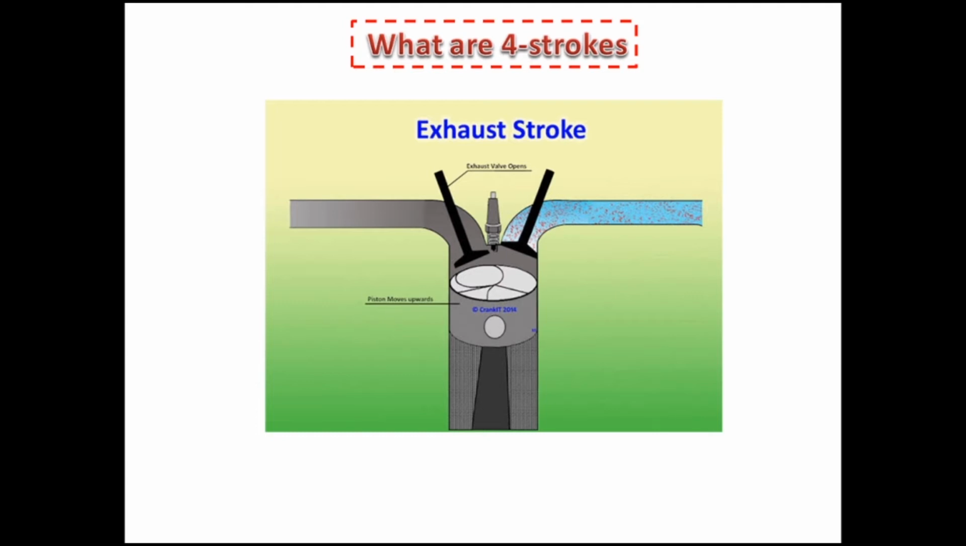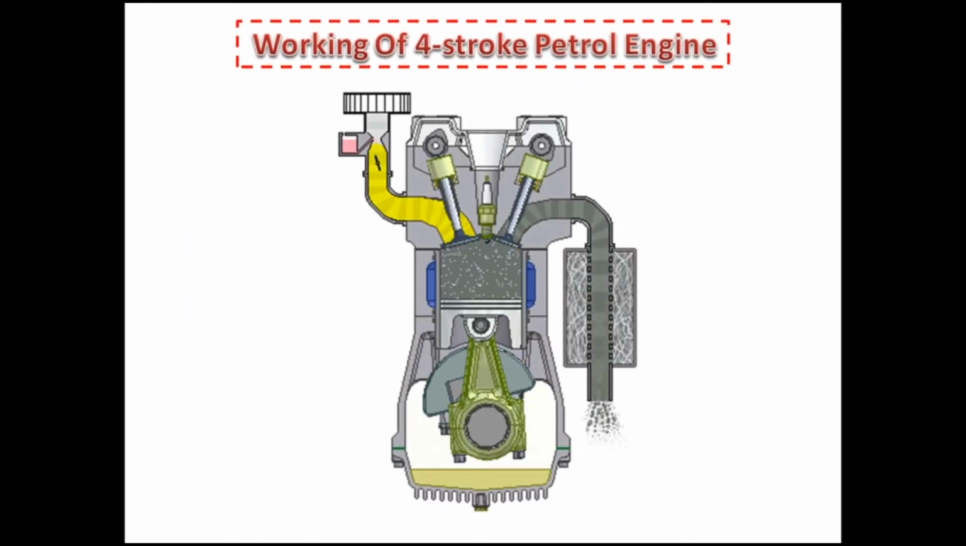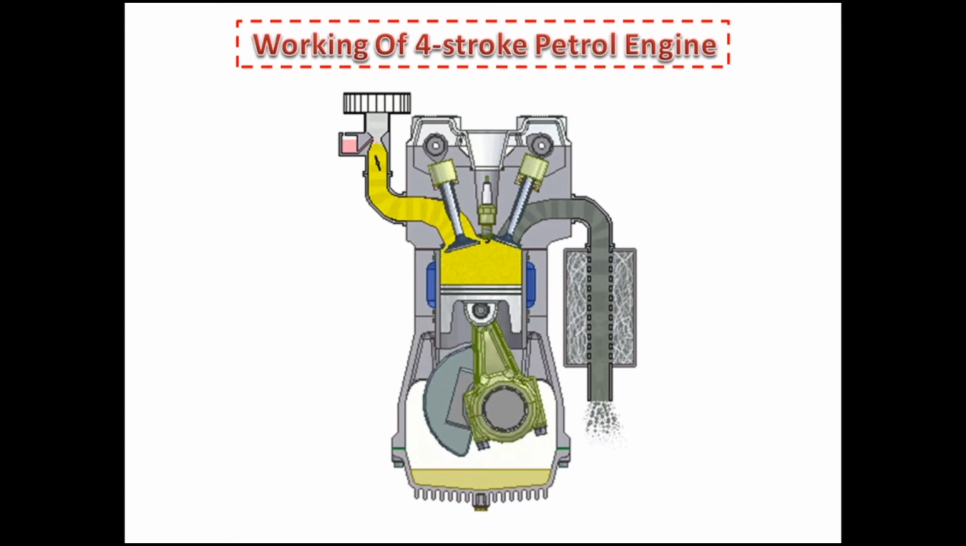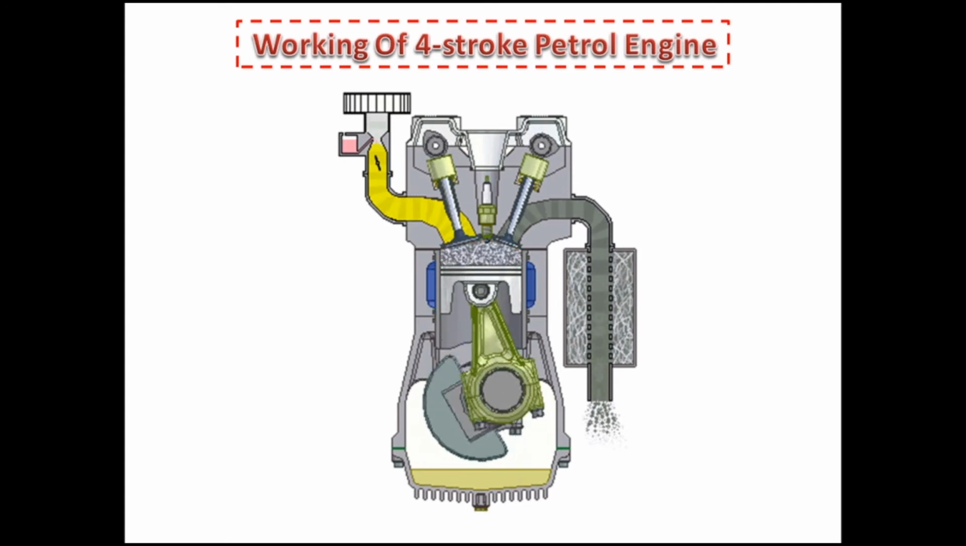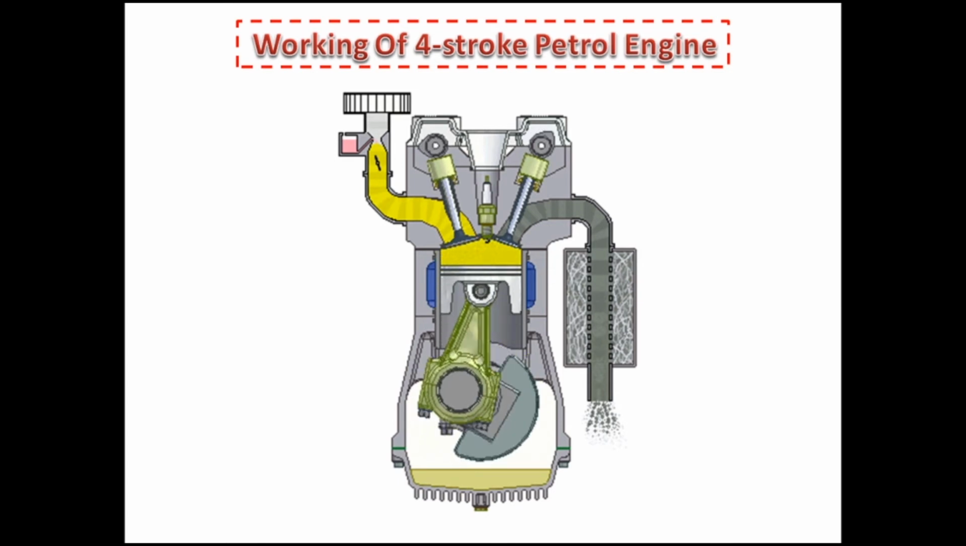So these are the things about strokes, and how they work. Now we can understand the working of 4-stroke petrol and diesel engines. So let's move to the working of the 4-stroke petrol engine. As you can see in this animation, how the petrol engine is working, but we cannot understand it because it is too fast. So let's understand each stroke of the petrol engine separately.